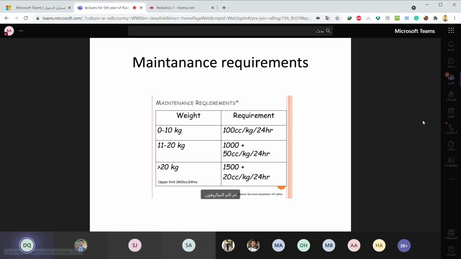Do you have a problem with this formula? No, doctor, yeah. Okay.